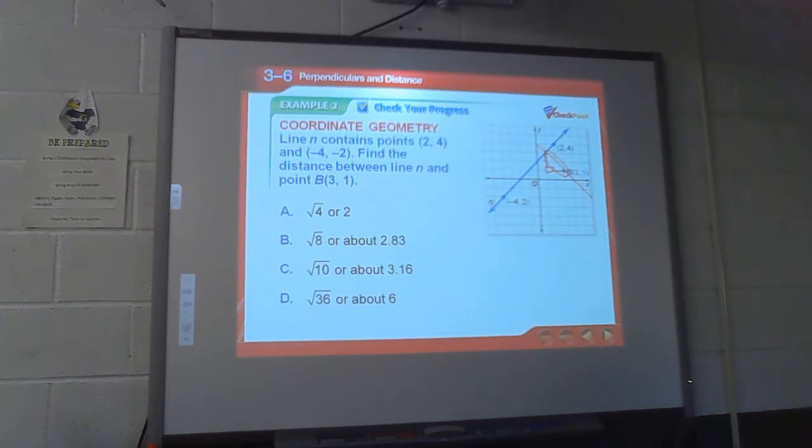So if I had this, I would have had 2 squared plus 2 squared this time. So if I did the math there, what's that? What's 2 squared plus 2 squared? 8. So I'd have the square root of 8. So it looks like it should be B, right? So again, notice how fast we can do that if we can make a right triangle. It's a lot faster than figuring out the points and sticking it into the distance. Okay?